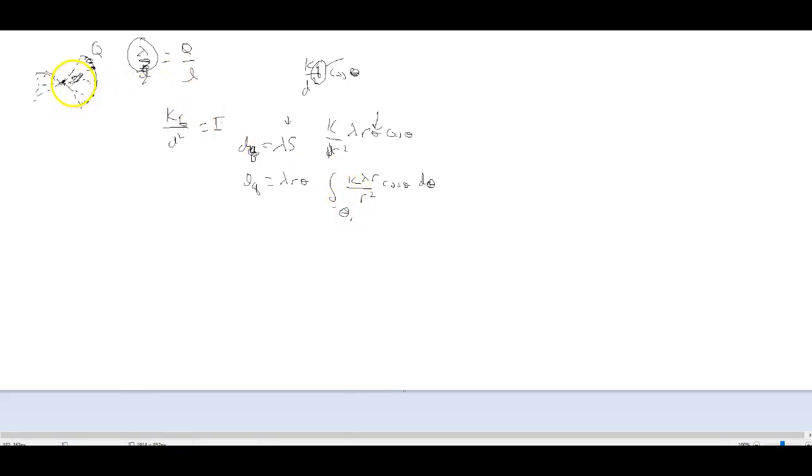This theta 1 would be the bottom angle, to theta 2, which is my top angle. Great. Now I recognize some things. I can get rid of these. I can pull out a bunch of garbage. So my electric field is going to be equal to pull out my k, my lambda, my r, none of those matter. And I've got an integral from theta 1 to theta 2 of cosine theta d theta.